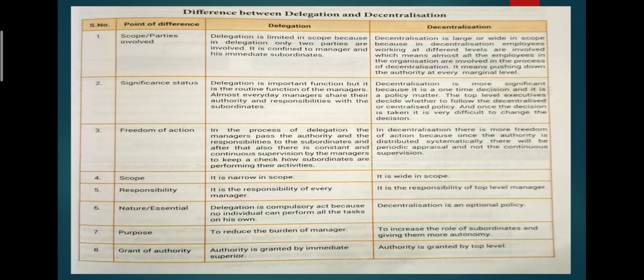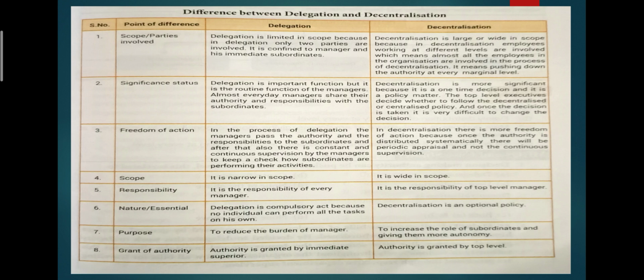First is scope or parties involved. Delegation has limited scope because there are two parties involved, manager and his immediate subordinate. And in decentralization, it has wider scope because it involves all the persons working at different levels of the organization. Then comes significance status. Delegation is important function, but it is a routine function. And decentralization is more significant, but it is a one-time decision. It depends upon the policy of the company.